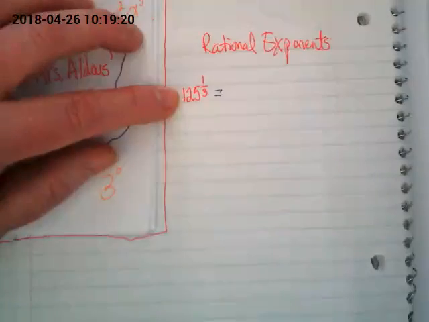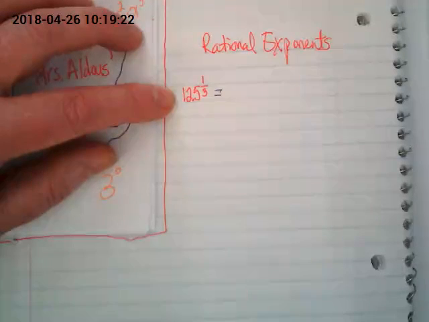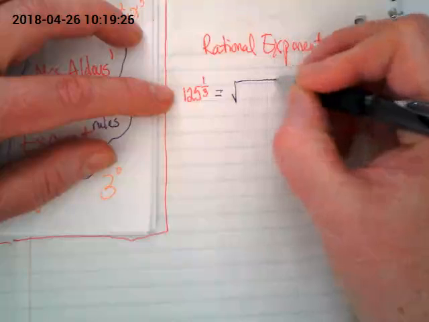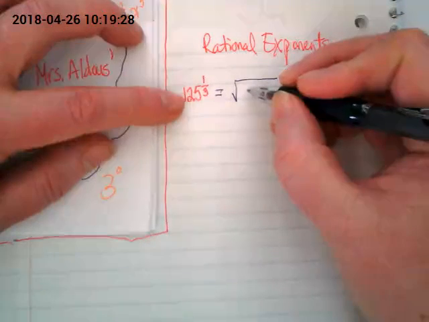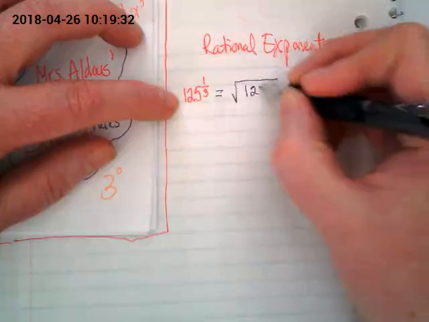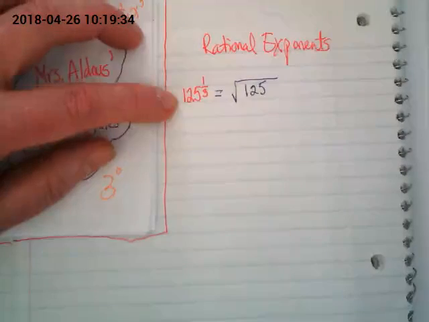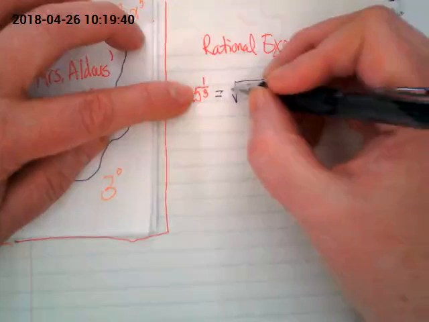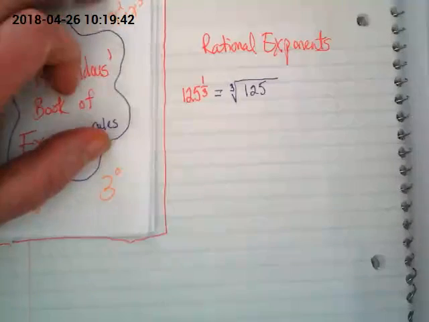When you have a rational exponent, you're going to create a radical out of it. The radicand comes from the base, and the base here is 125. The index comes from the denominator of the exponent. So this is to the third.